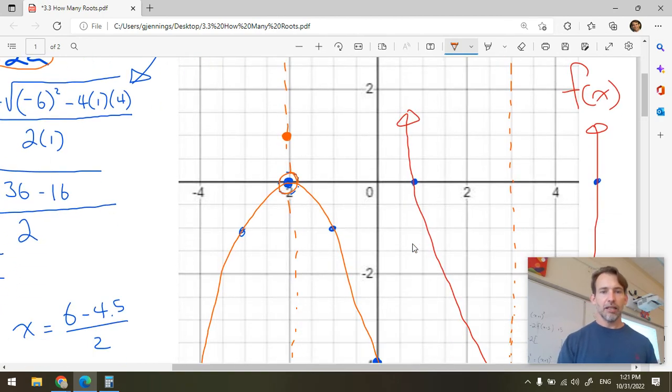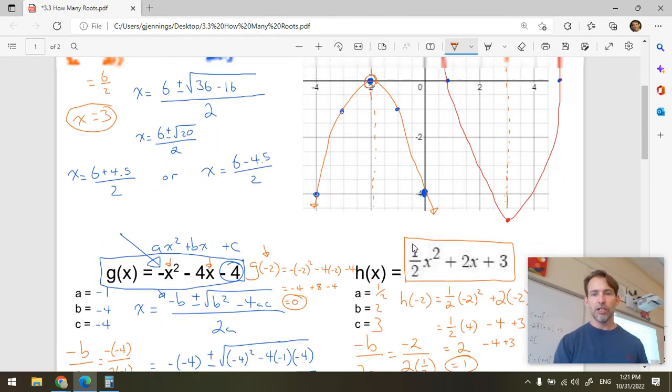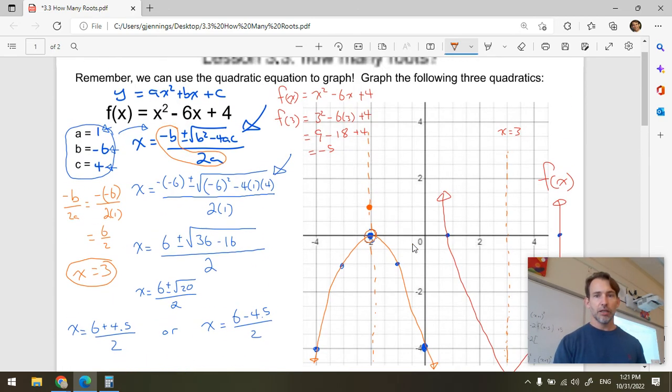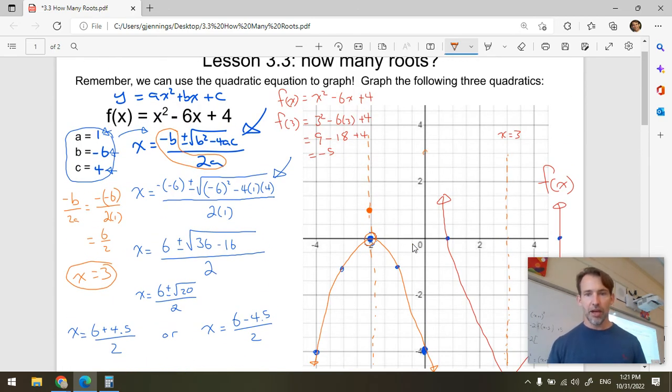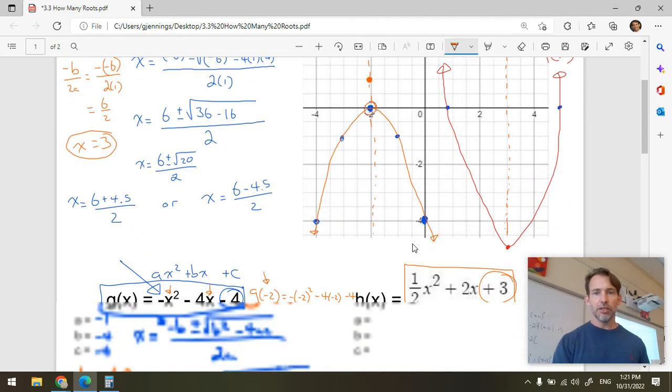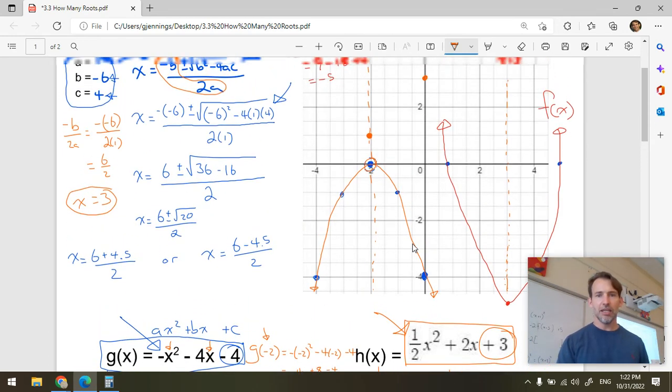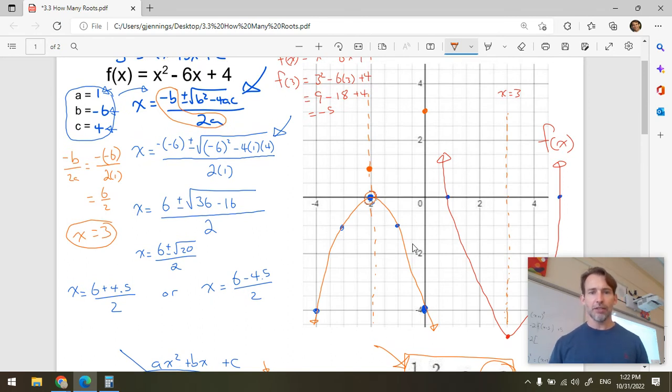Okay. And let's take a look at other things that we notice about h of x. Here is its y-intercept at 3. So I can put that on the y-axis up there. And I can notice that this is a parabola that has an a value that's positive. That means it opens upwards. So I can look at this and I can see this is never going to hit the x-axis.